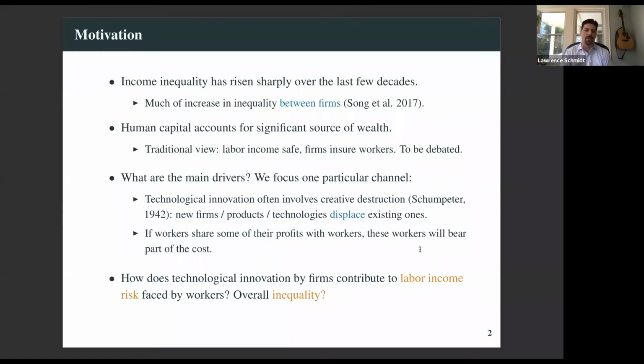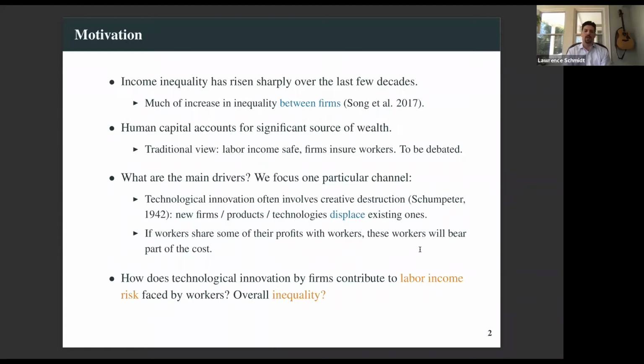There are many things that could move human capital around, but we're going to focus on one particular channel. If you listen to the debate on income inequality, technology seems to be floating around in a lot of those conversations. Our starting point is that in the literature on innovation, we've always thought about innovation as being accompanied by creative destruction. The economy grows, but through a rough process where new products, new firms, and new technologies come in and displace existing ones.